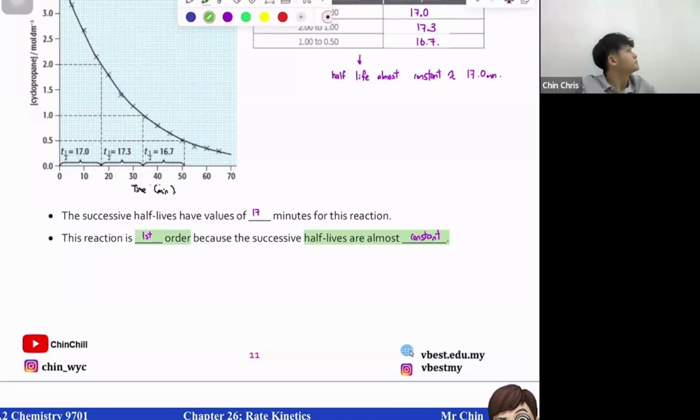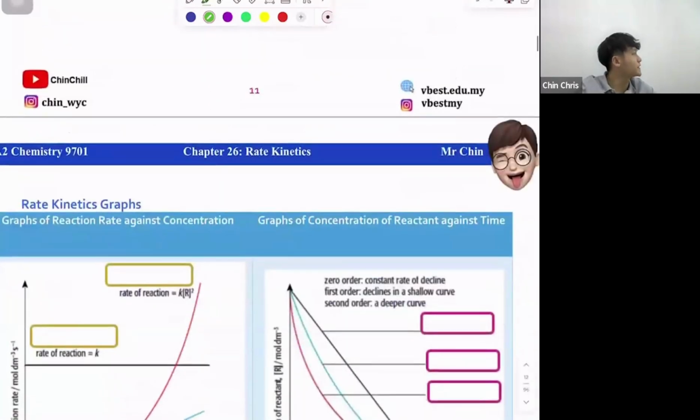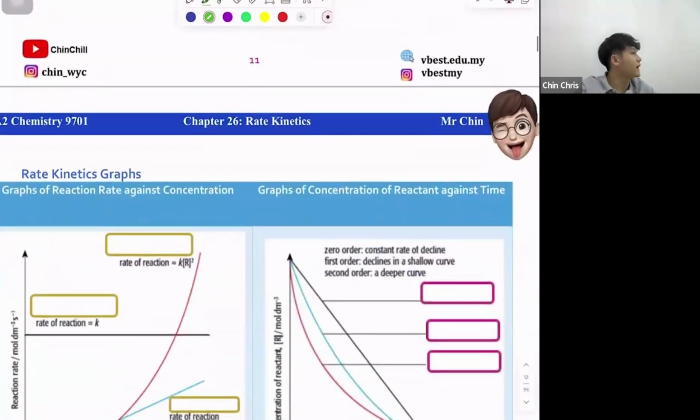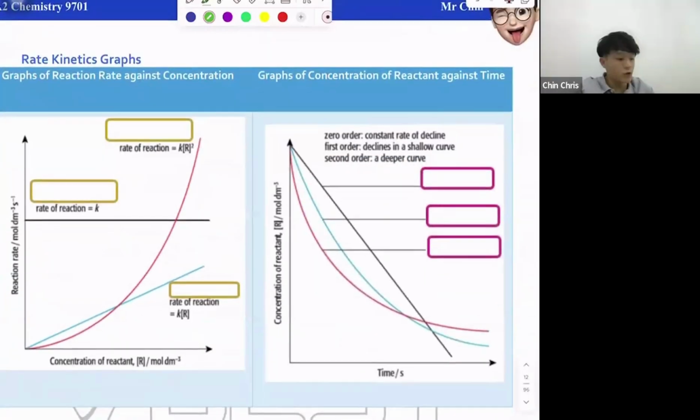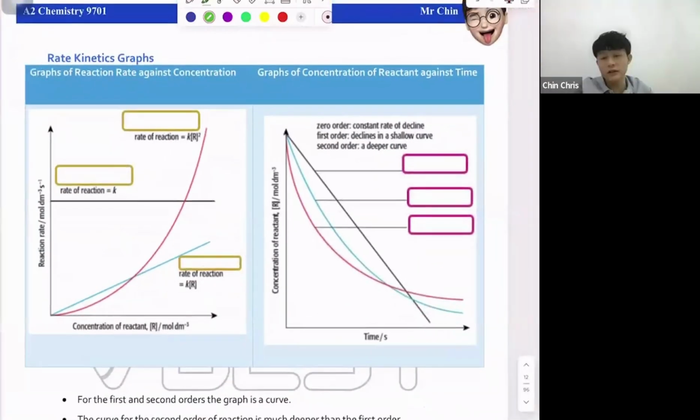Now, it's going for P5 tomorrow. So you might need to know how to plot this type of graph and to identify your rate order. This is in your P5. Sometimes it might come out that you have to plot the graph, or identify whether it is a zero order, first order, or second order. All right, guys, now let's revise a bit.